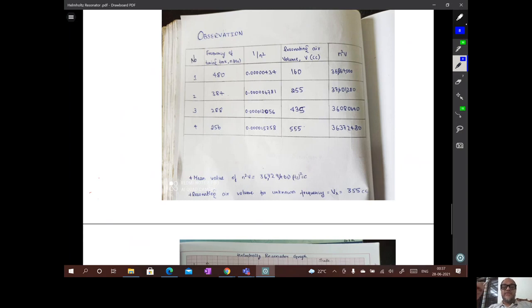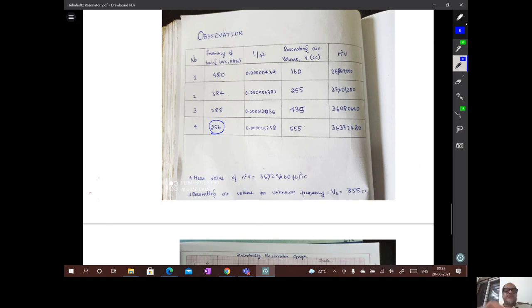Okay, you will start with a high frequency, so that for a small volume of the air column, you will first get a resonance frequency. So you should arrange in that fashion. Otherwise, what happens if you start with, for example, 256? You have to drain so much of water down to get the resonance point. Then you have to refill it again.